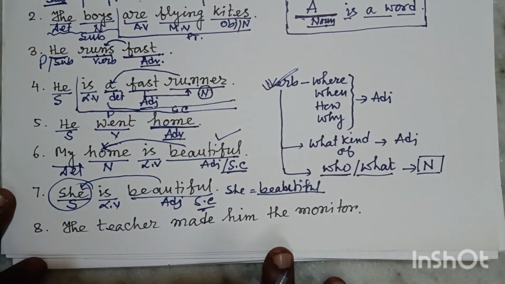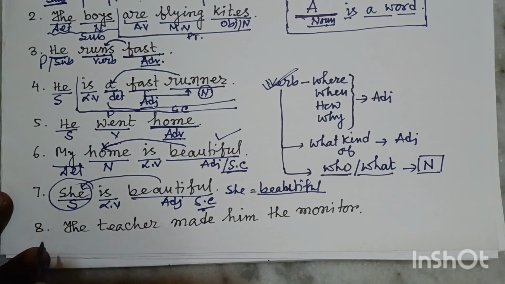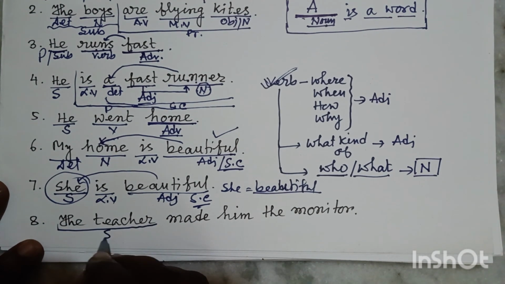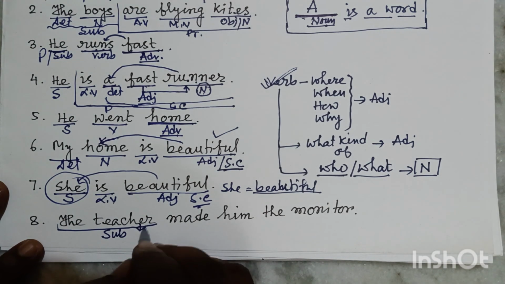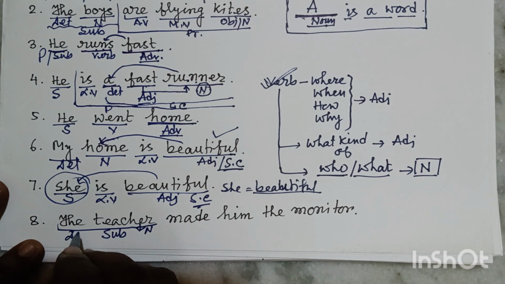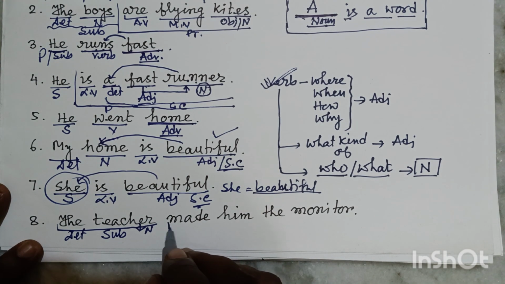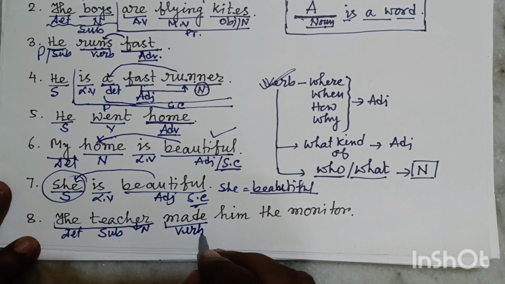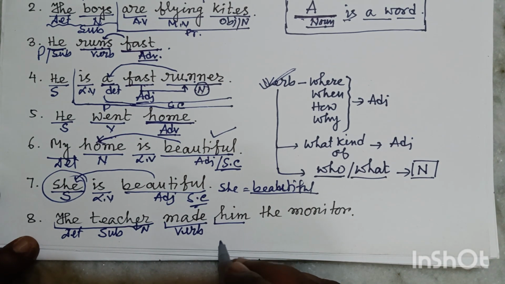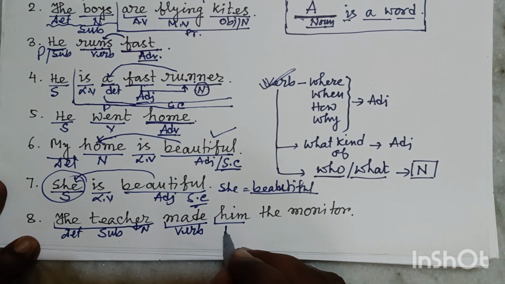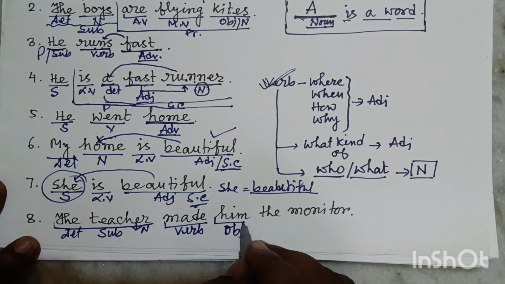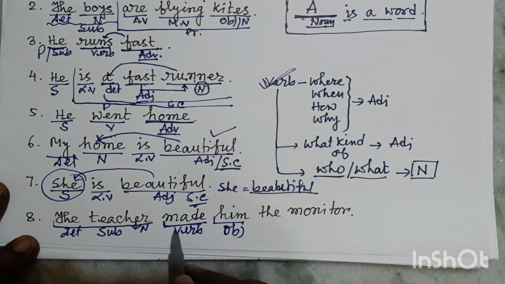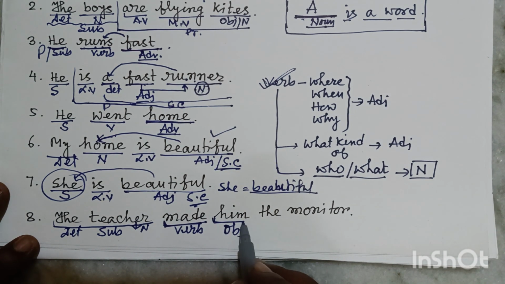Now my dear friends, look at this. The teacher, that is the subject here. Teacher is the noun. The is the determiner of this noun. Made is the verb here, and him is the object. Made is the verb and him is the object here.